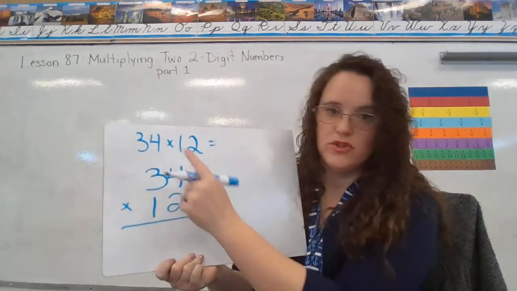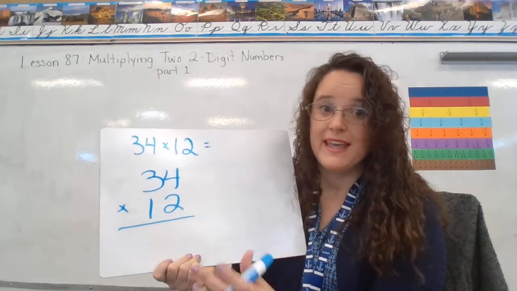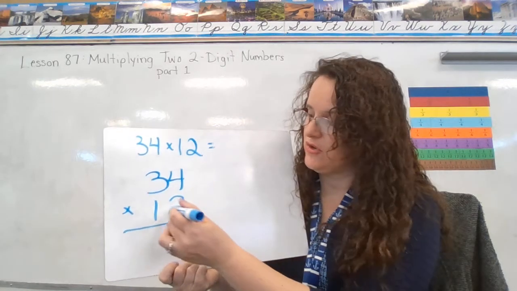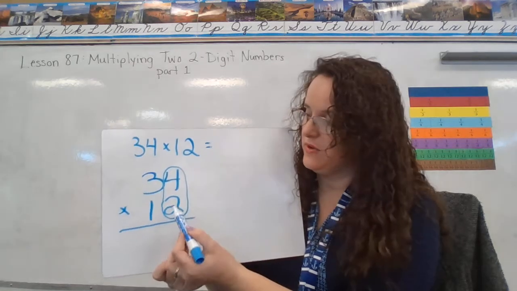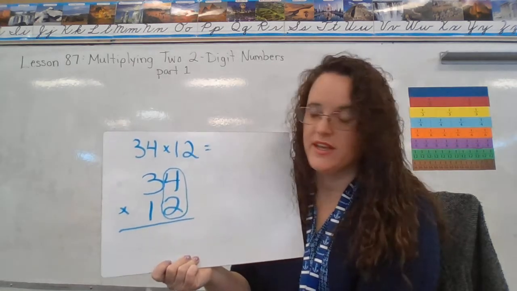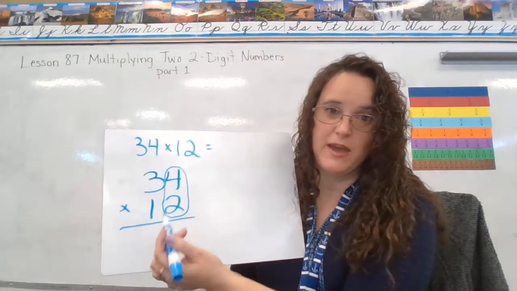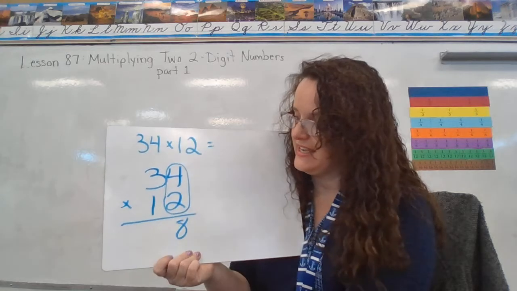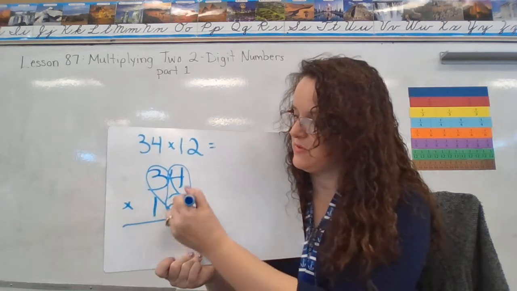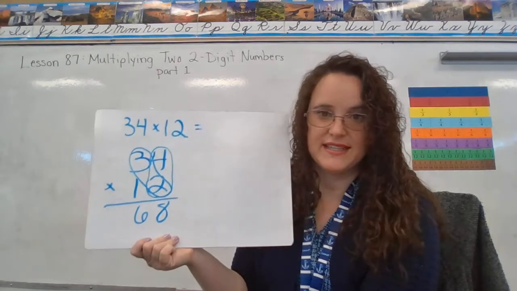And what is 2 times 34? It was 68. But let me show you how we do that in this method. We're going to take 2 times 4, just as if we were multiplying a one-digit number times a two-digit number. 2 times 4 gives us 8. Then we're going to take 2 times 3, which gives us 6.